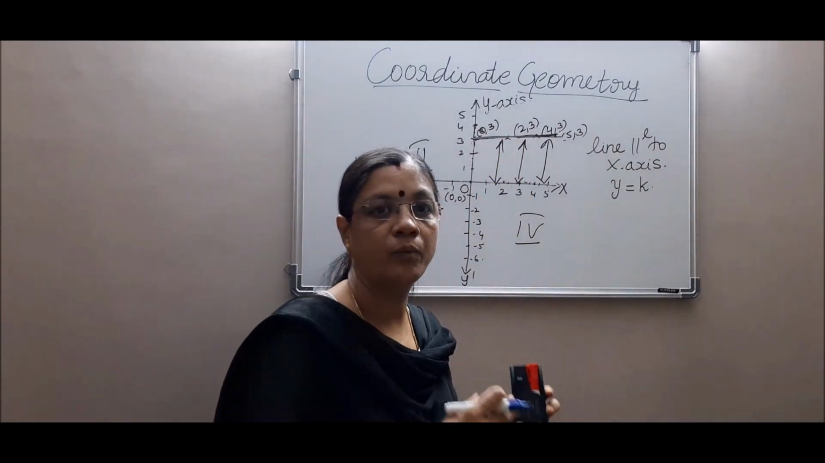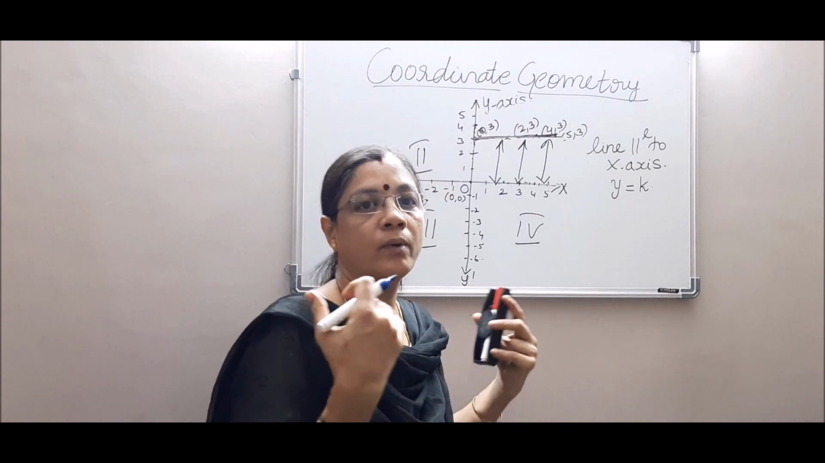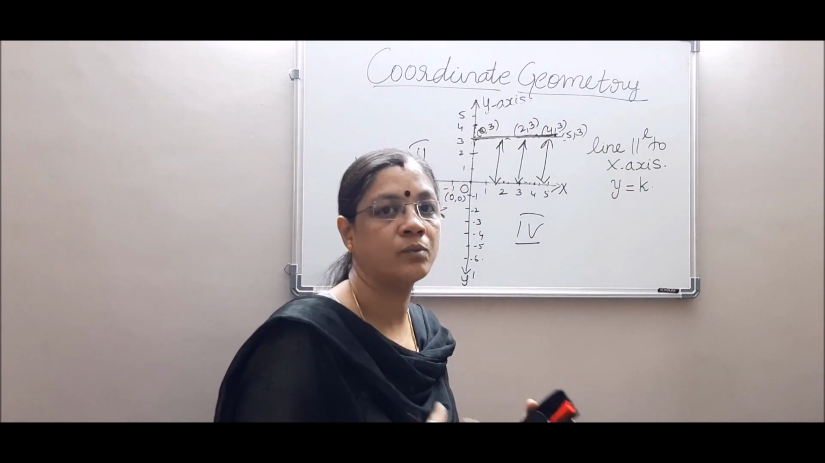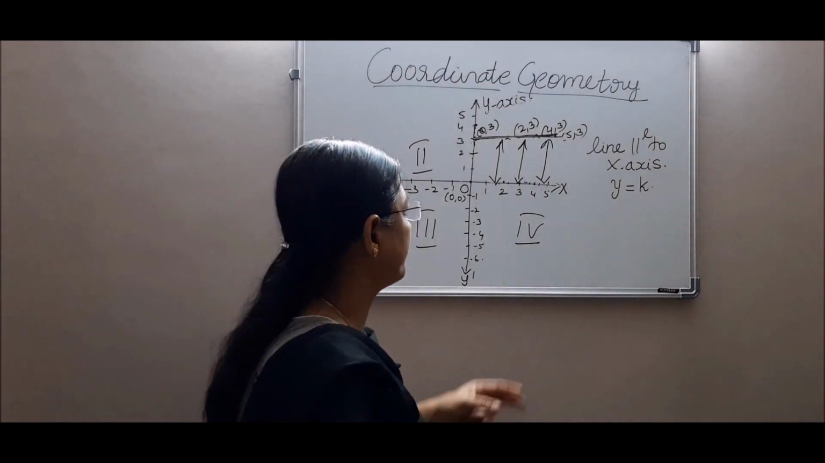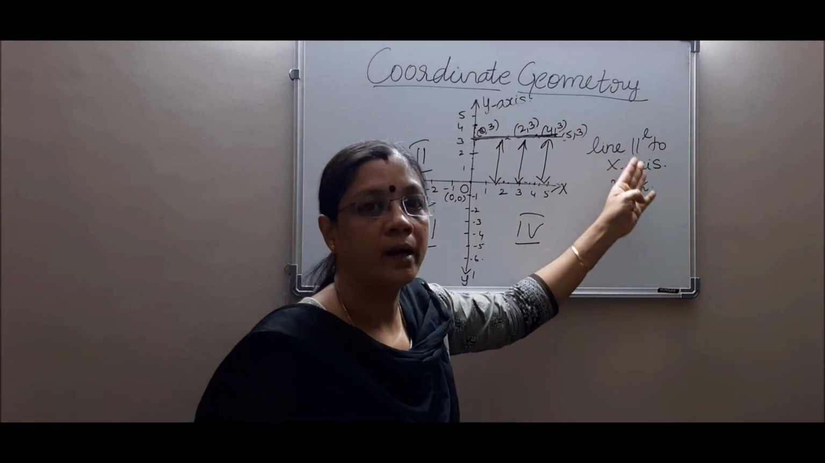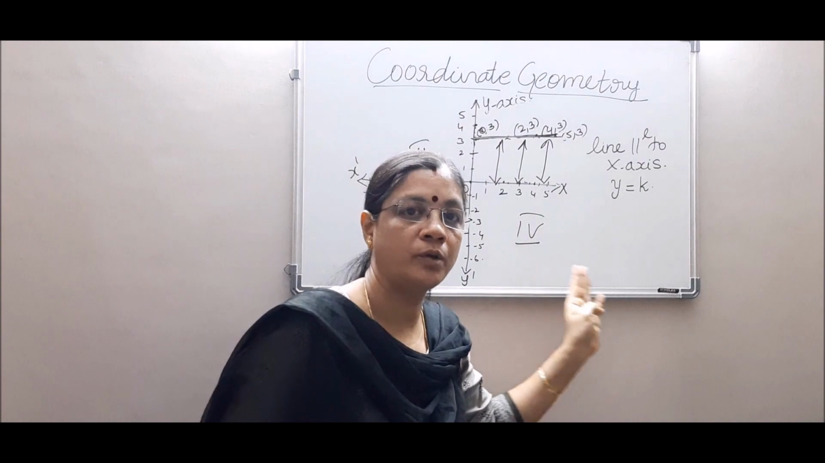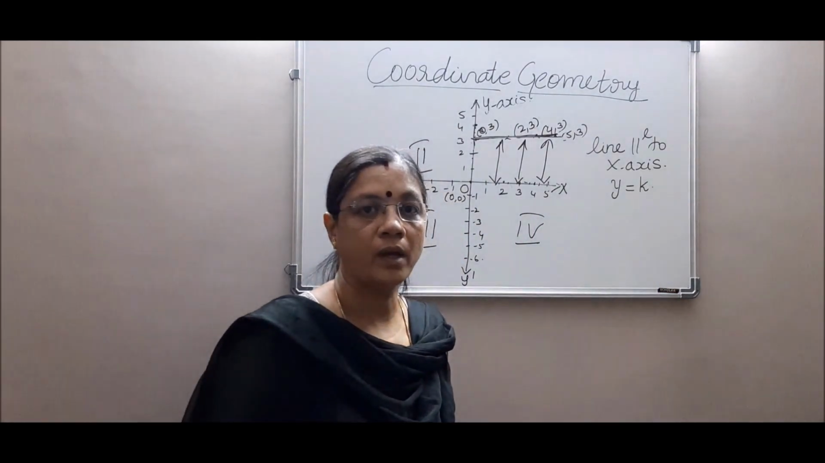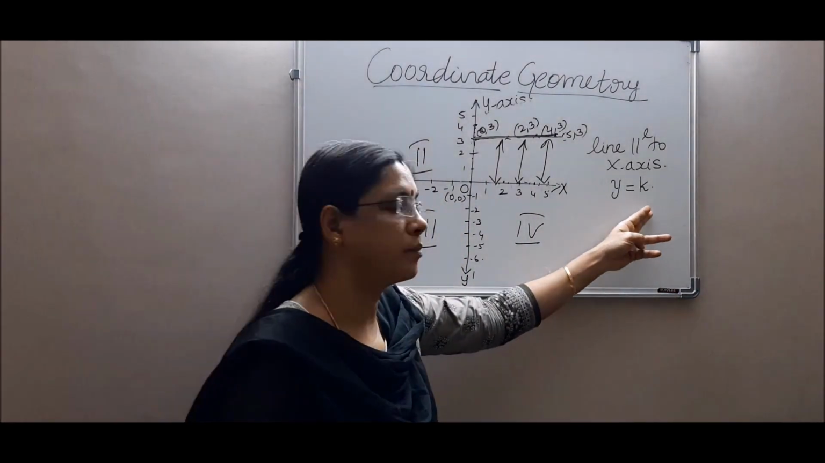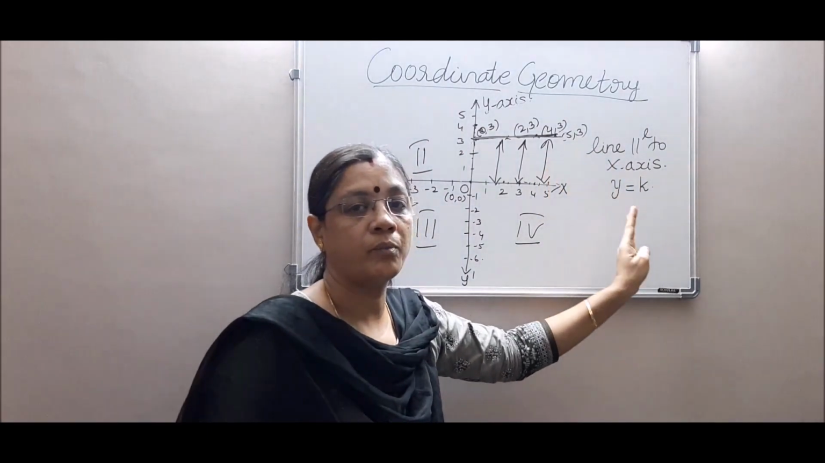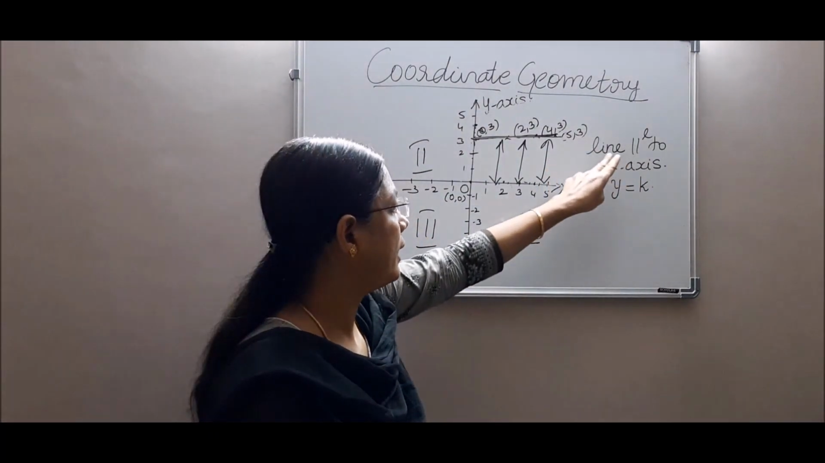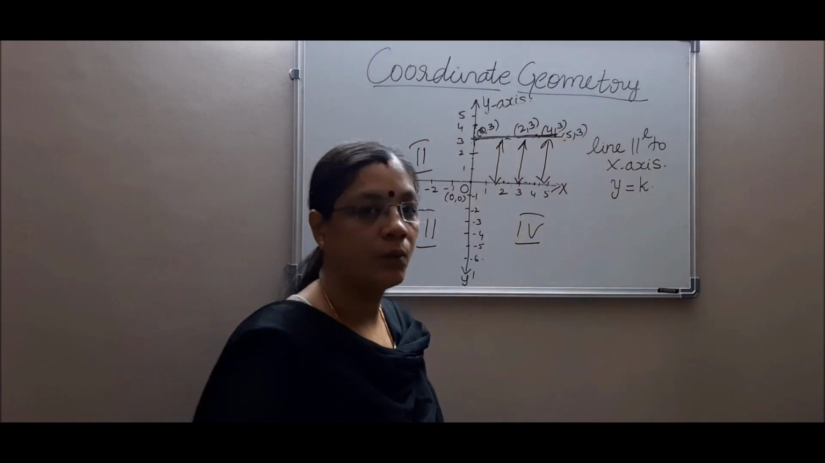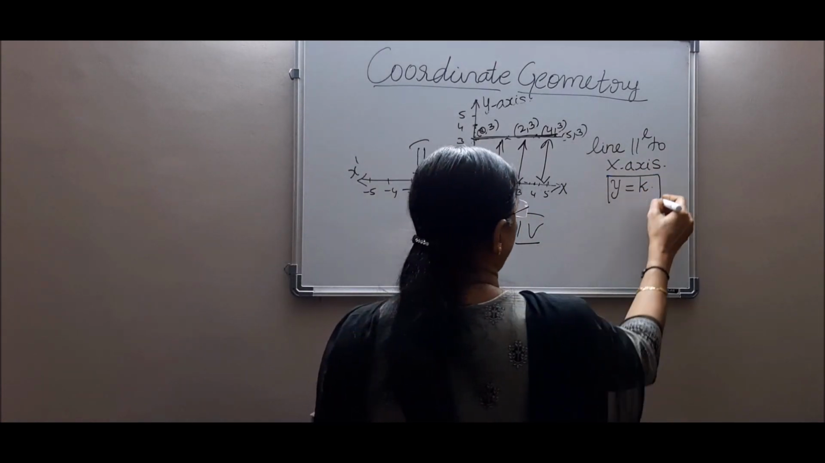When I put y is equal to some number, y is equal to 4, y is equal to -6, y is equal to 10, y is equal to -1, all these represent that there is a line parallel to x-axis through the point y. Y is equal to some point is given, isn't it? So through that point, there is a line drawn parallel to x-axis. So a line parallel to x-axis has the equation y is equal to k.